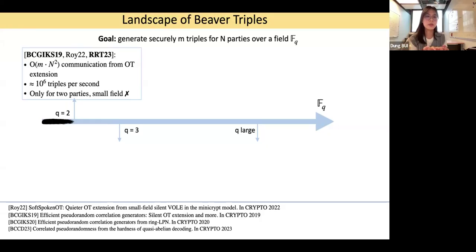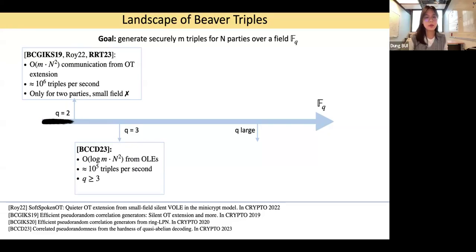And there are some numbers for the pivot triple that we get from OT extension. For example, you get 10^6 triples per second. However, because this is based on the OT extension, you basically need to set up the OT extension between the pairwise parties, and it only works well for the two-party setting.